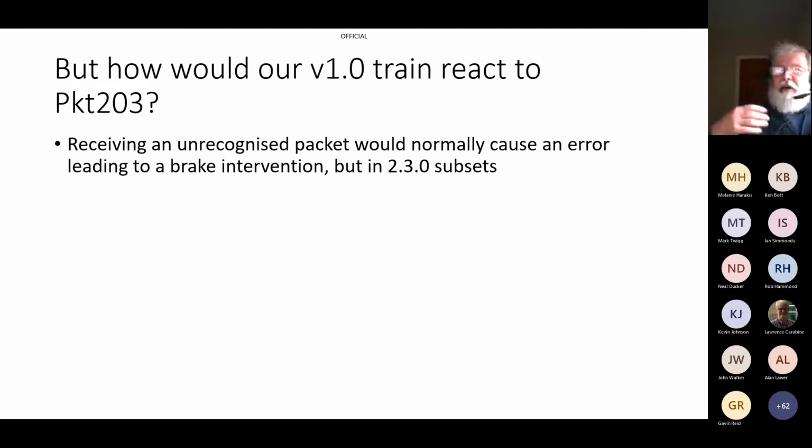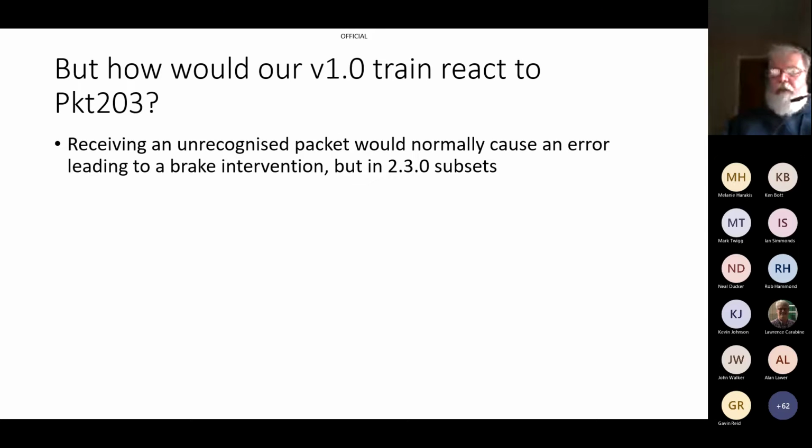So how is our baseline 2 train going to react if it receives packet 203? This would be perhaps if we ran one of the 97s through Thameslink Core, or when we first ran the 313 when it had baseline 2 software on it. Well, if it receives an unrecognized packet, normally that will generate an error, and that error will lead to a brake intervention.